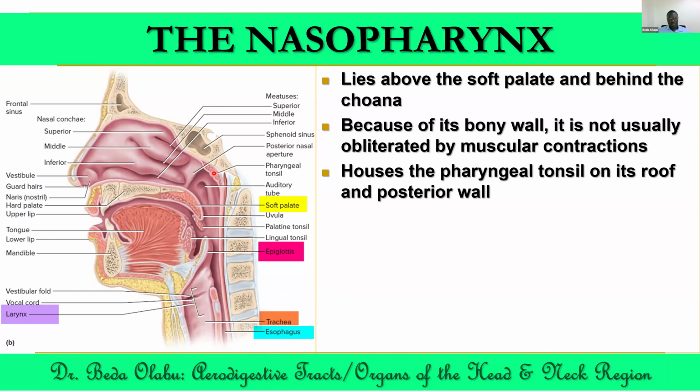So these ones, if they become inflamed, they can actually enlarge to a way that they narrow the nasopharyngeal airway. That can still be a cause of snoring. When they are enlarged, we commonly call them adenoids.